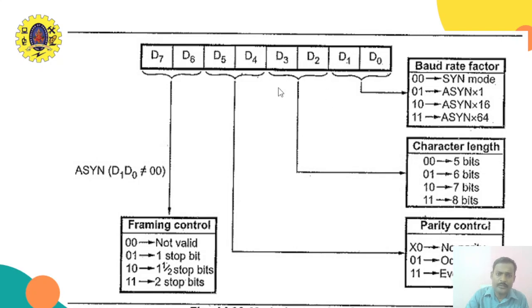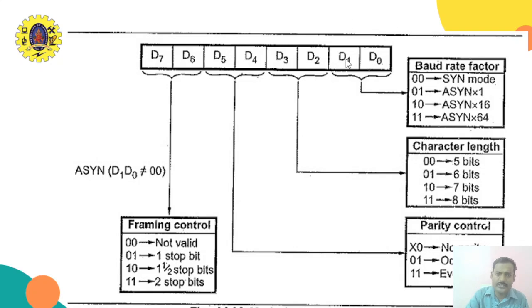Look at D2 and D3. These decide the character length, that is, how many actual data bits we are going to transmit. 0 0 means 5 bit data will be transmitted. 0 1 means 6 bit data, 1 0 means 7 bits, and 1 1 means 8 bits. The actual data bits with the parity bit, start bit and stop bit form a complete frame structure.